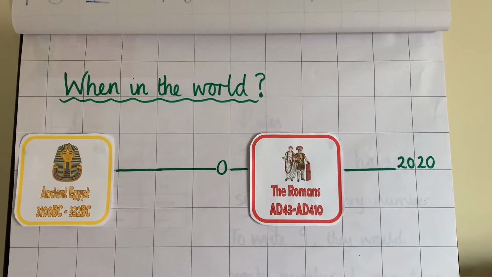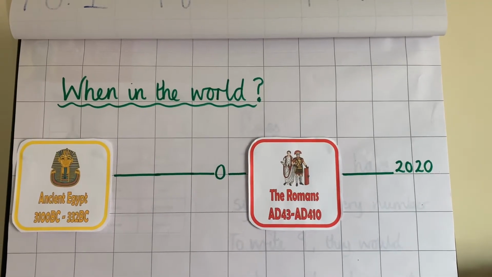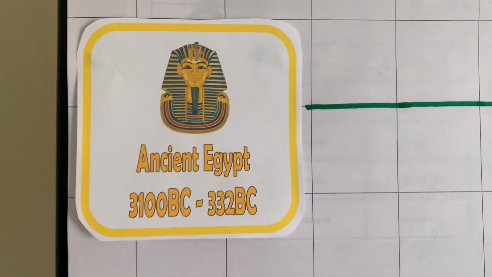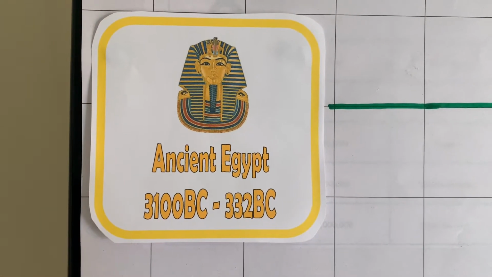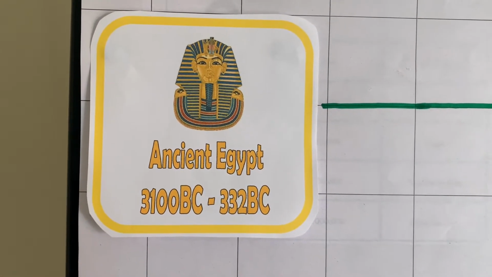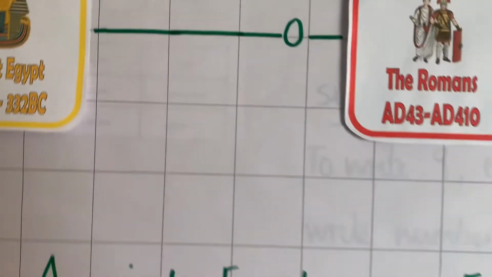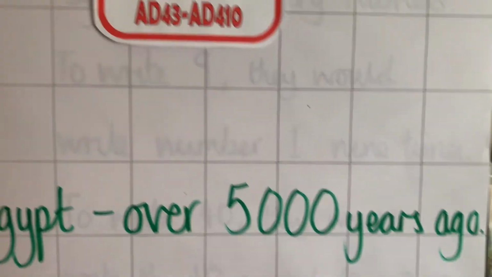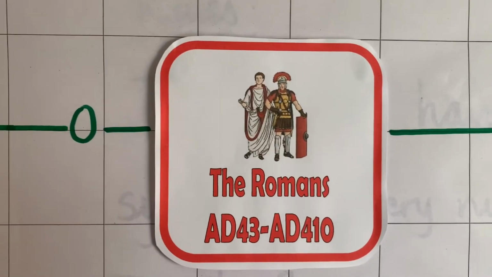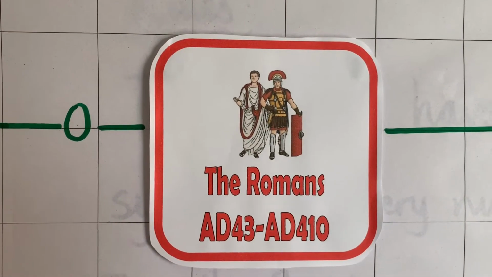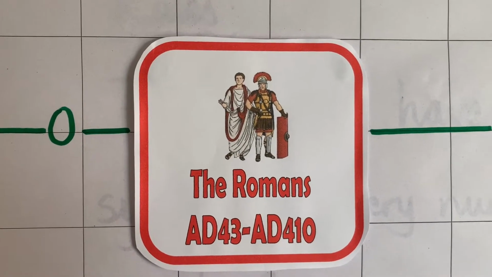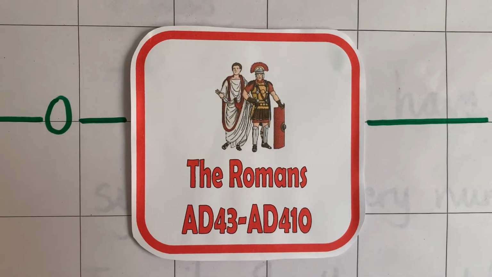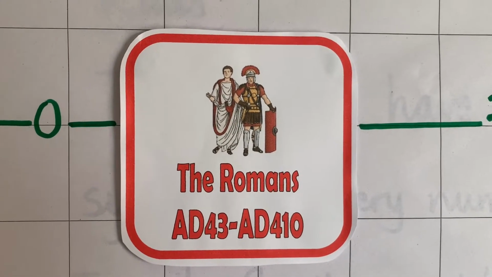today, I thought we'd put it into context of when in the world we're actually looking. So ancient Egypt, if you remember from our timelines in the classroom, is 3100 BC to 332 BC. That's over 5,000 years ago that we're looking at that system. We've also then got the Romans. That was AD 43 to AD 410. Now the Romans did try and invade Britain before that. They tried to invade in 55 BC, but they weren't successful.